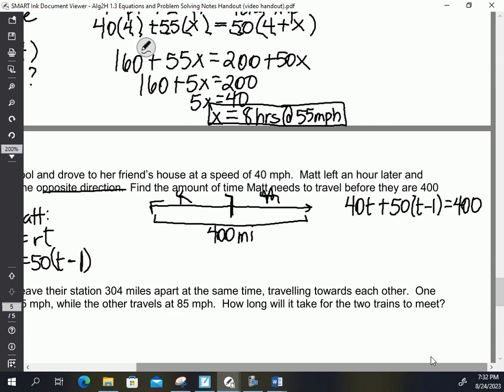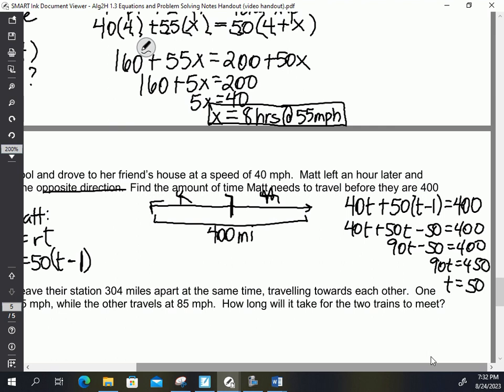So, time to solve it out. Do the algebra. 40t plus 50t minus 50 equals 400. So 90t minus 50 equals 400. So that's 450, and t equals 50. T equals 5. My apologies. So t equals 5 hours.